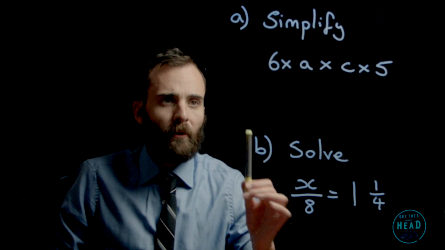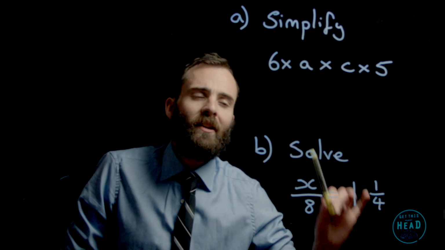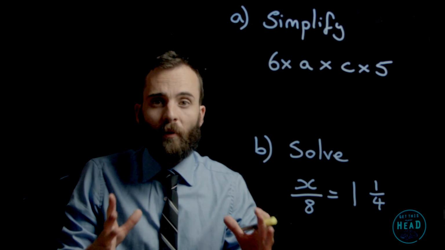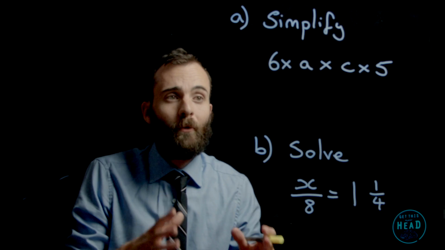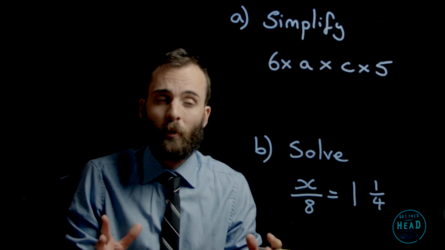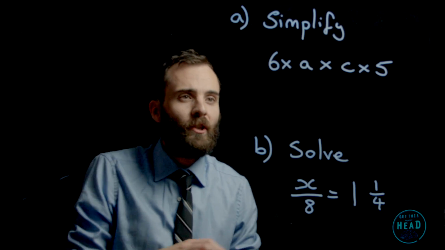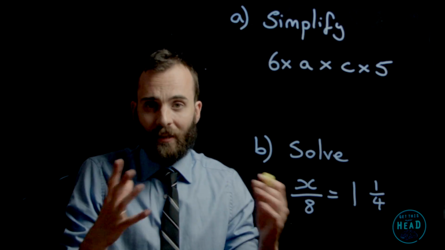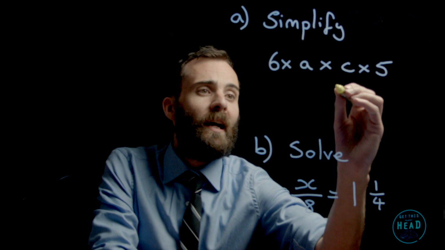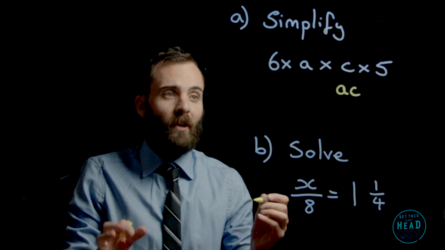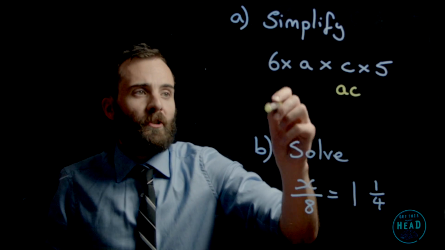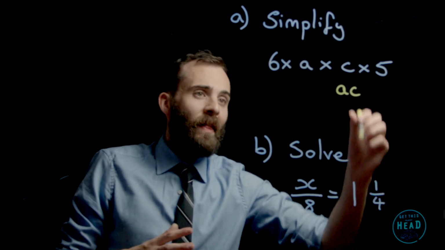First one says, simplify 6 times a times c times 5. Now, with algebra notation, hopefully you remember that we don't actually use the times sign, the multiplication sign. We just write the letters next to each other and the number next to those. So the a times c is going to simplify down to just ac. That's nice and easy.